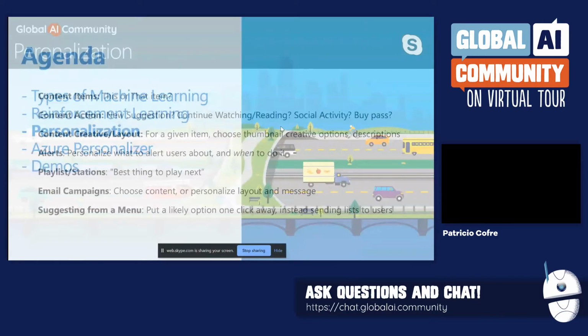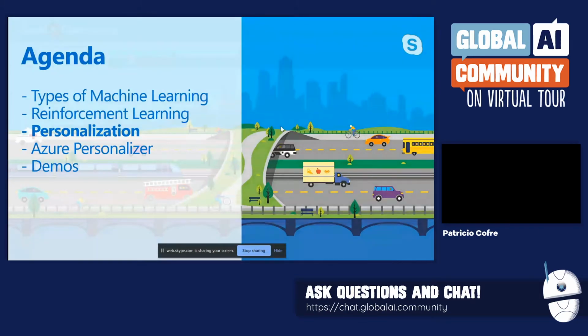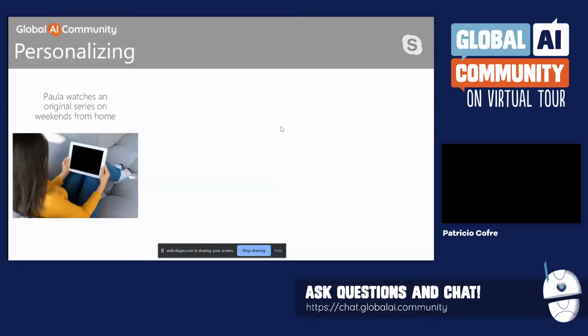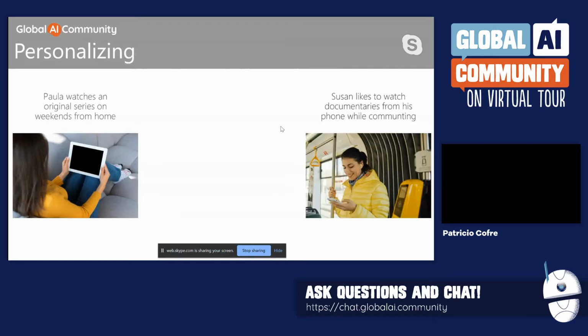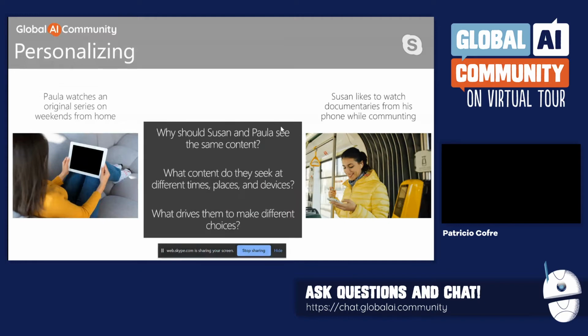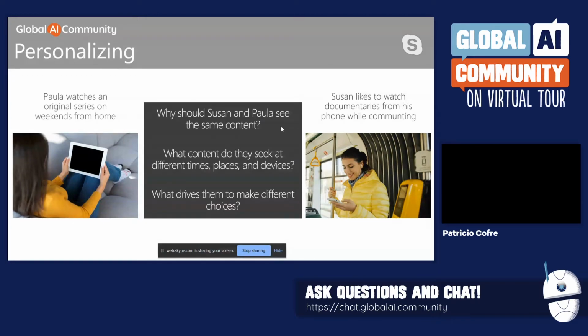So let's go through the personalization. For example, Paula is watching an original series on the weekend from home. You can see that the scene is quite relaxed, she is using a tablet, so probably she's not that busy. But it's much different from the experience of someone commuting using his mobile phone, probably through a different experience on his mobile. So the question is, should they see the same content?